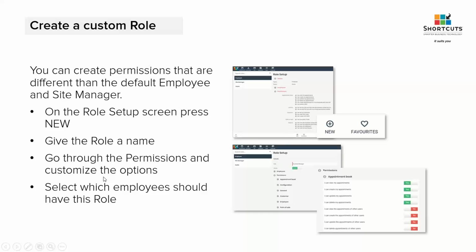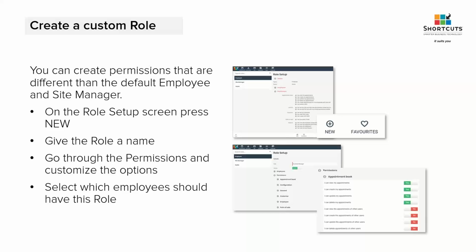You also have the ability to create a custom role. So that's what I did by creating the assistant manager role. I wanted my employees only to be able to look at their own appointments, and that's it. But I wanted my assistant manager to actually be able to look at everybody's appointments, move them around, have more flexibility. So I created a custom role for that person.